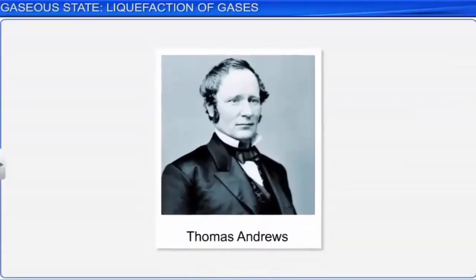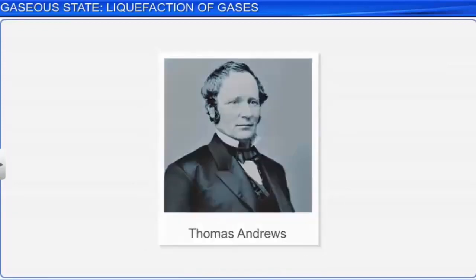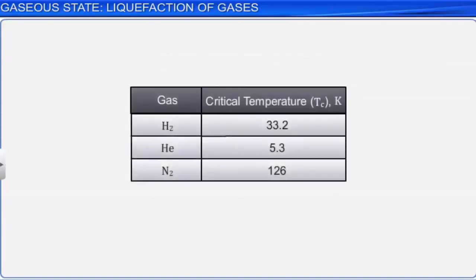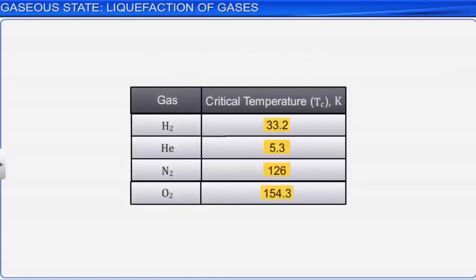Irish scientist Thomas Andrews studied the pressure and temperature conditions of liquefaction of several gases. He established that for every gas there is a particular temperature beyond which, no matter how high the pressure applied, a gas cannot be liquefied. This temperature is known as critical temperature.